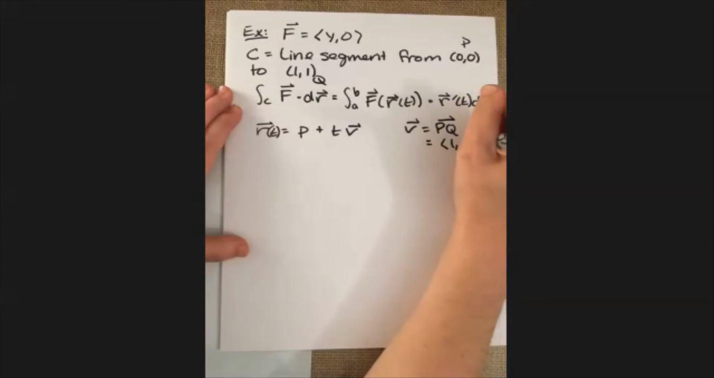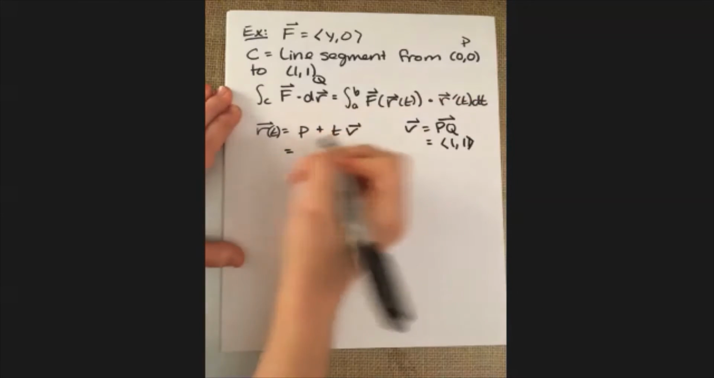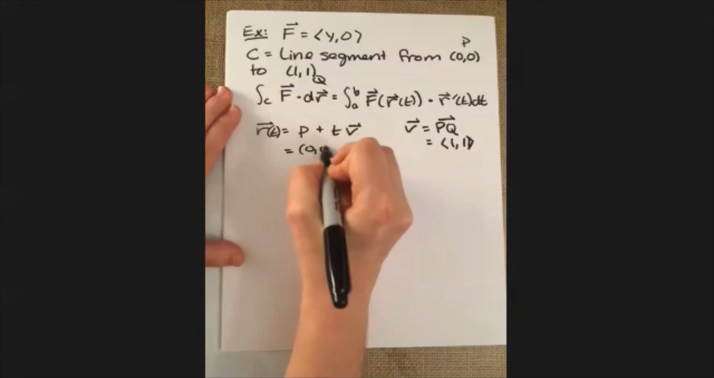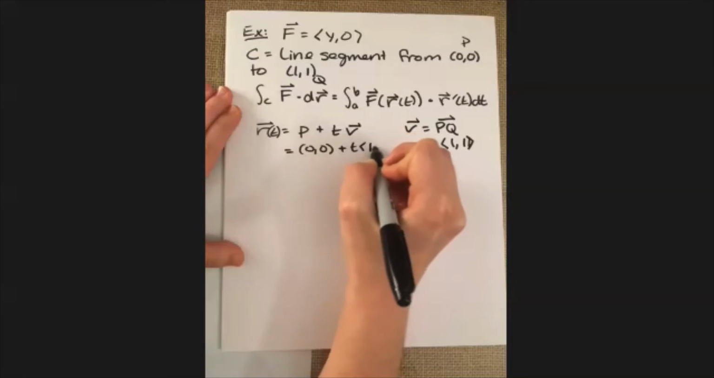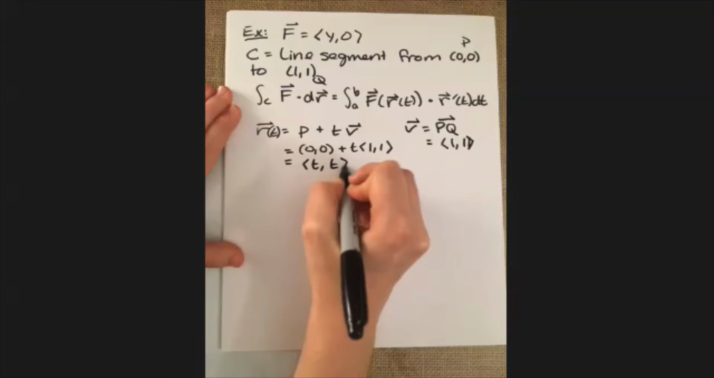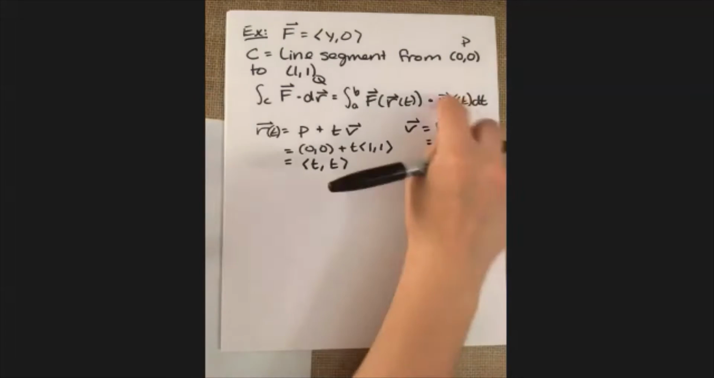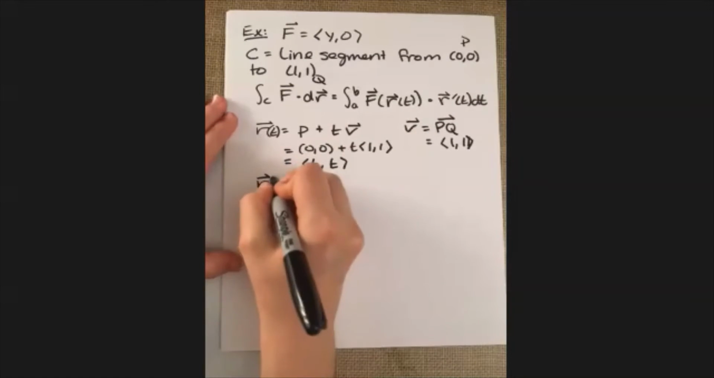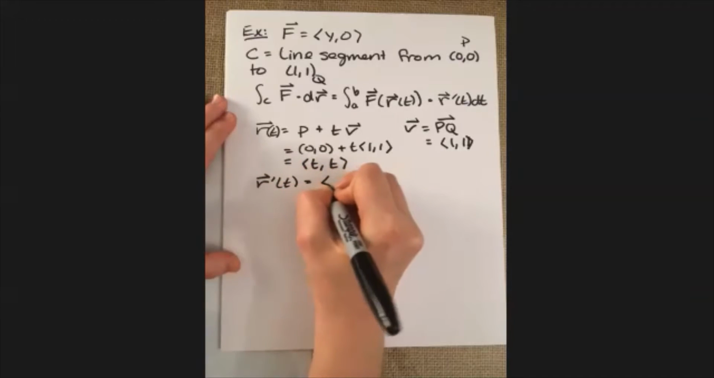And that's just the vector 1, 1. So r of t winds up being 0, 0 plus t times 1, 1, which is simply equal to t, t. So to get the derivative, we just take the derivative of each component here. So that's equal to 1, 1.